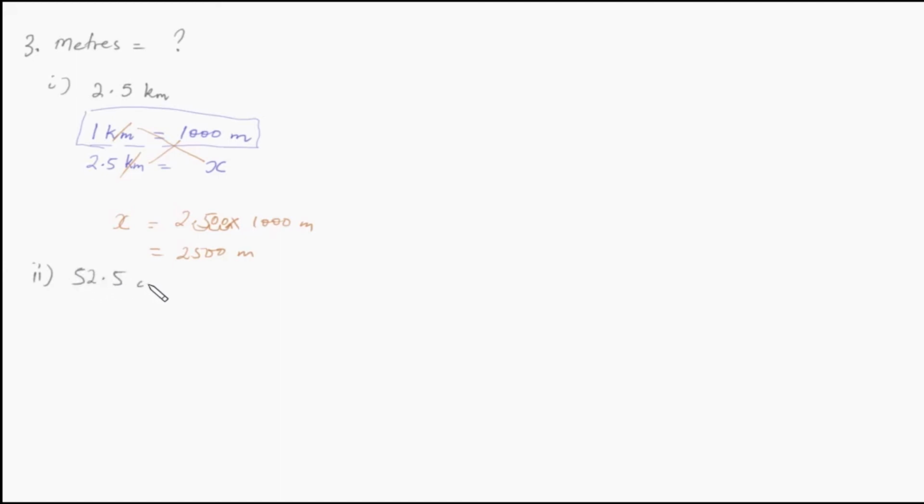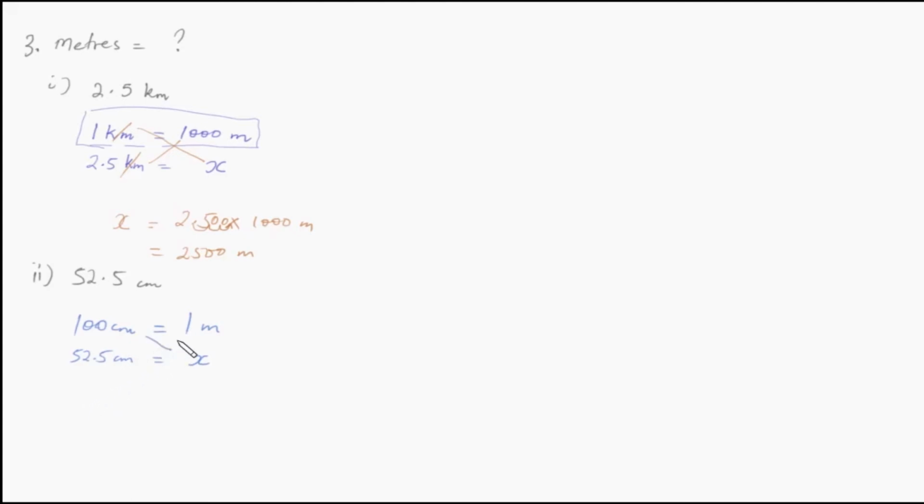Now here we want to find the number of meters in 52.5 centimeters. So we will start with the standard conversion between meters and centimeters. So we will say 100 centimeters equals 1 meter. Therefore, 52.5 centimeters equals how many meters?